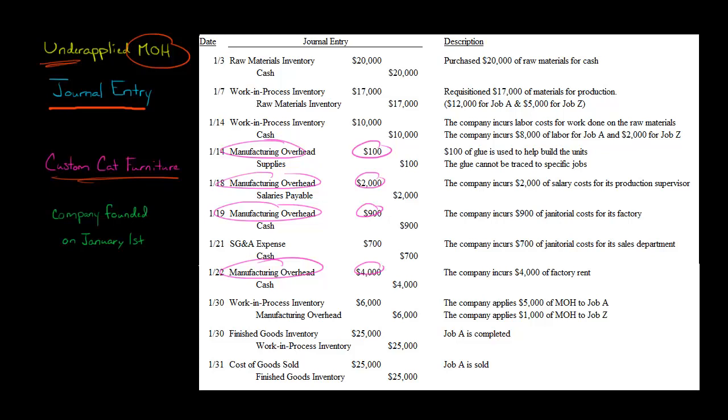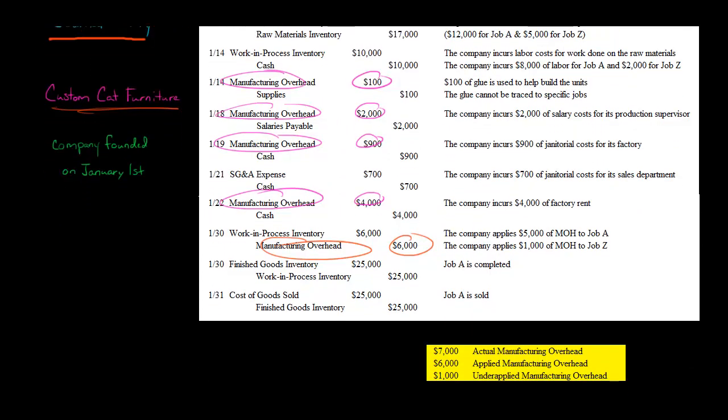But if you were to look and see, okay, well, what about how much overhead we applied? We applied, and again, the manufacturing overhead, when it's applied, is credited. We applied $6,000. So we had actual manufacturing overhead of $7,000, and then we applied $6,000 of manufacturing overhead to jobs. So you saw that we had an underapplied manufacturing overhead balance of $1,000. We did not apply enough manufacturing overhead to jobs. We shortchanged it by $1,000.